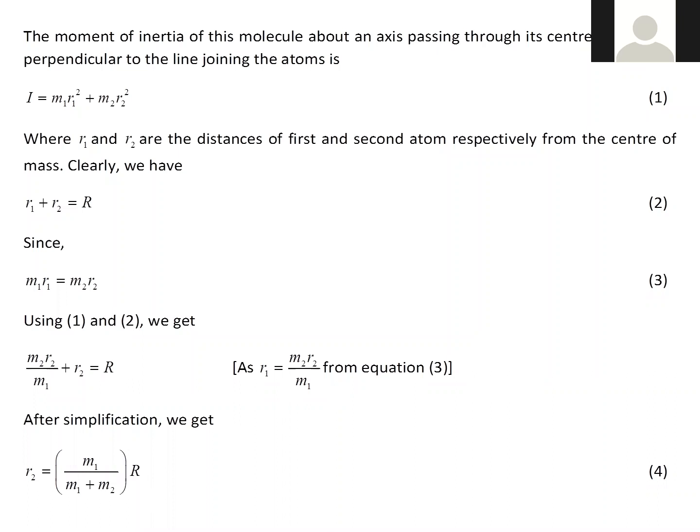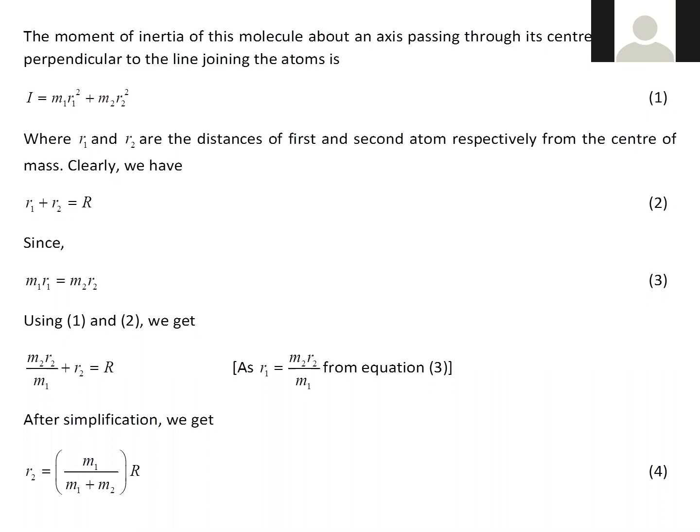If we eliminate r1, we get m2 r2 divided by m1 plus r2 is equal to capital R. That is because according to equation 3, we have the condition that r1 is equal to m2 r2 divided by m1, because m1 r1 is equal to m2 r2. If you simplify this expression, you are going to get an expression for r2. So r2 becomes equal to m1 divided by m1 plus m2 times capital R.